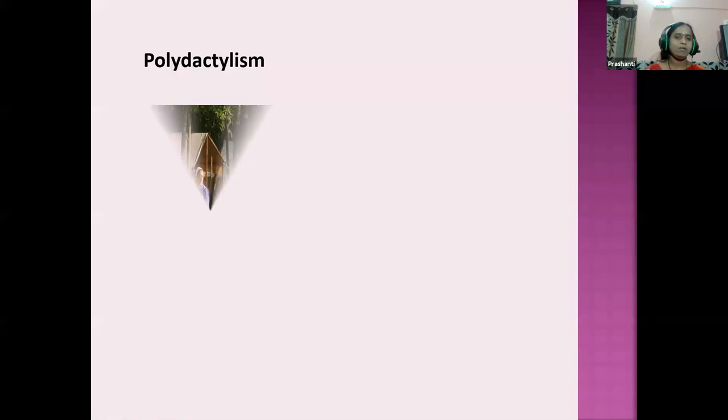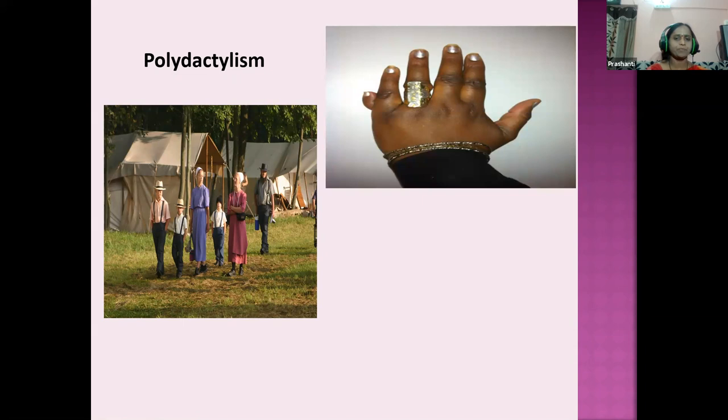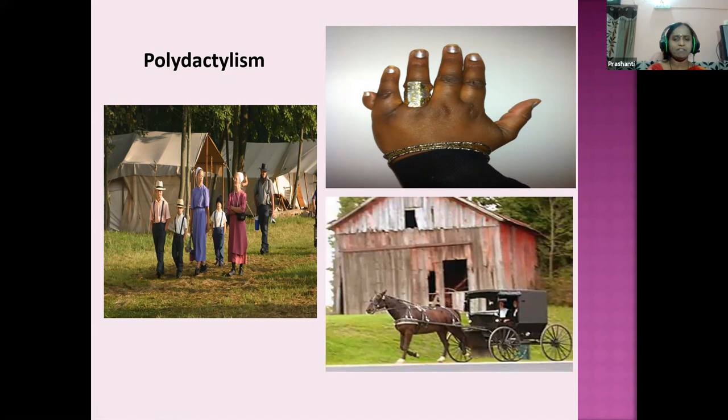Even when you take polydactylism, that is the Amish community in North America, they migrated from Europe. When you see their fingers, they have six fingers. Are we having six? No, we have five fingers. So that is a syndrome, children. And next, they are entirely different. They do not live in buildings. They live in huts and they do not move in cars. They move in chariots drawn by horses. So their lifestyle is completely different. So this condition is polydactylism.